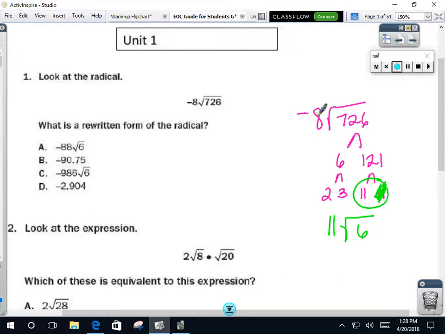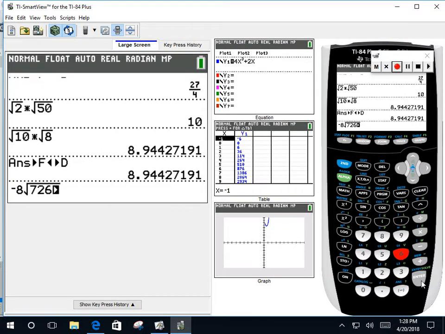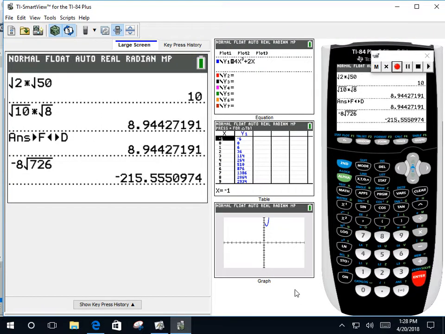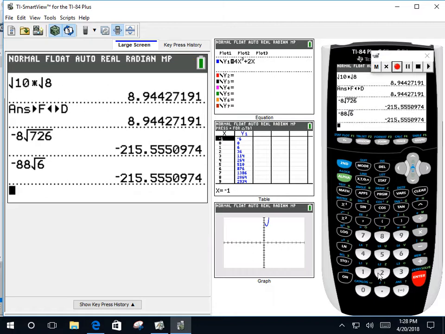That negative 8 on the outside now comes down and multiplies by that 11, making negative 88 square roots of 6. Now remember, if you do not know how to do that, and it is on the section where you can use a calculator, you can type this in by doing negative 8 square roots of 726, and it gives you that decimal. And then you can type in, starting with choice A, negative 88 square roots of 6, and you will see that you get the same decimal.